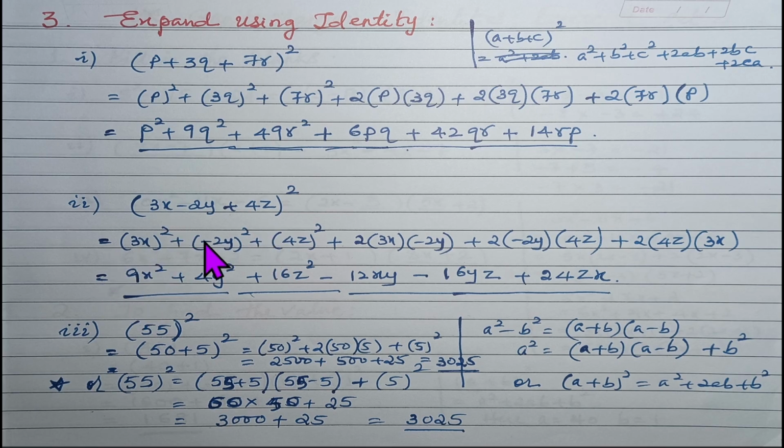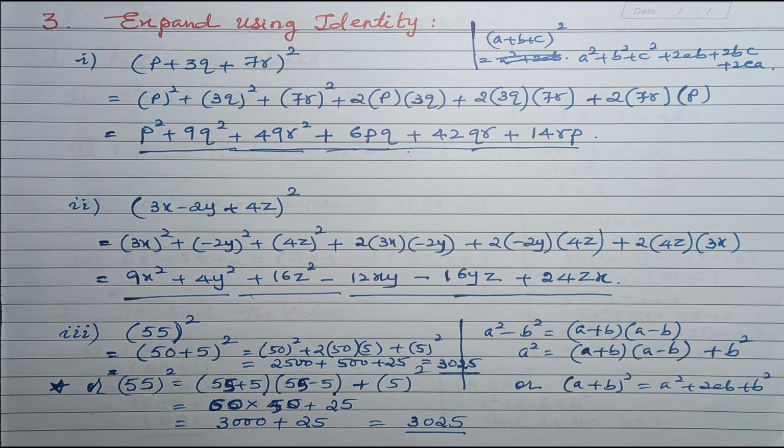3 square is 9x square. This will be 2 square, that is 4, and y square, minus 2 square becomes plus 4, so 4y square. This will be 16z square. Plus into minus is minus, 3 into 4 is 12xy. Plus into minus is minus, 4 into 4 is 16yz. Plus only, and 3 into 8 is 24zx. That is the expansion of the given square of a polynomial.